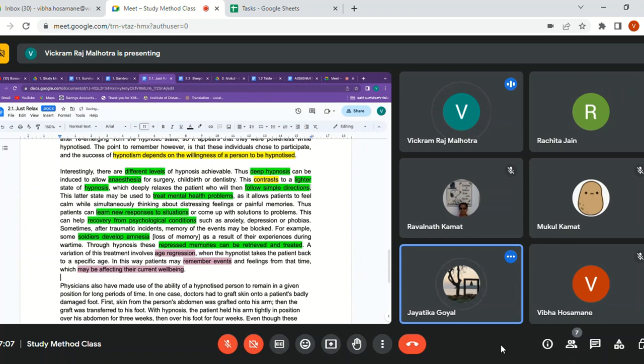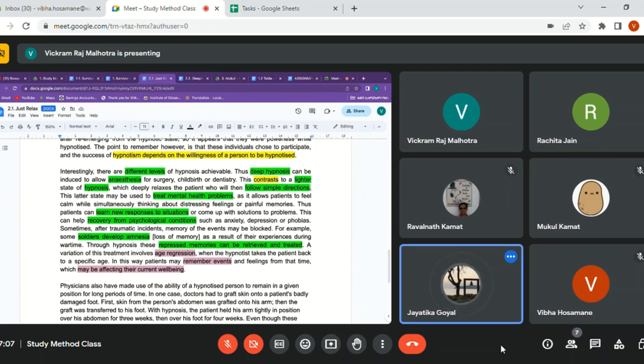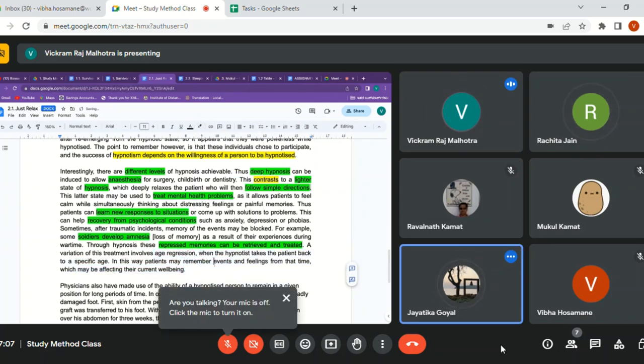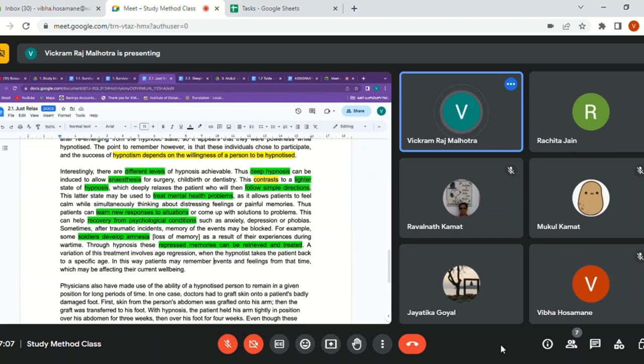But if you go back to the highlighted words, repressed memories can be retrieved and treated. Isn't that what he is saying? Isn't it a repetition of the same idea? So is it required? Not really, because we've already said it once. And sometimes we say something and then we enhance and elaborate on the same point. When that happens, you don't need to highlight.